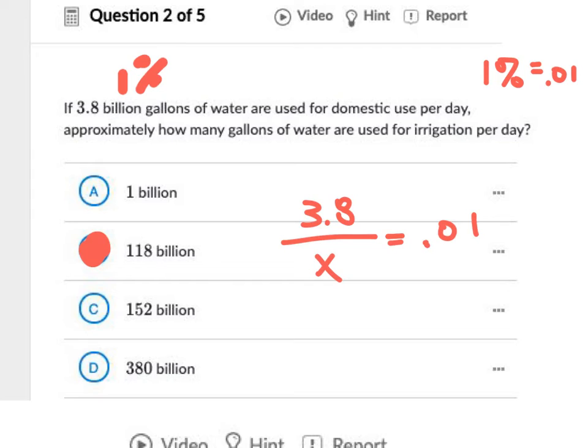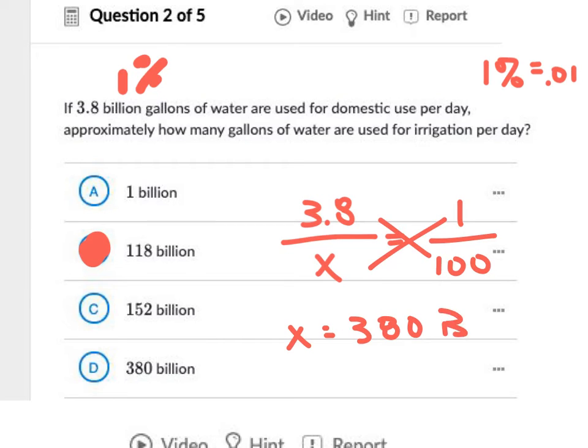Now, that's one way of doing it. The other way that I would do this is, 1% is merely 1 out of 100. Okay? So then I would cross multiply to solve this proportion. X times 1 is X. 3.8 times 100 is 380 billion gallons. This is the total water usage.